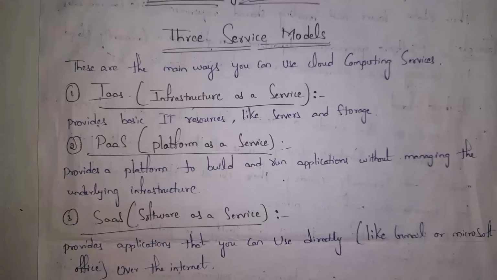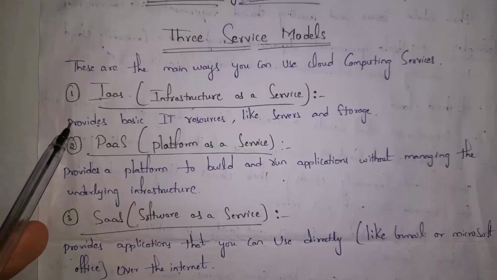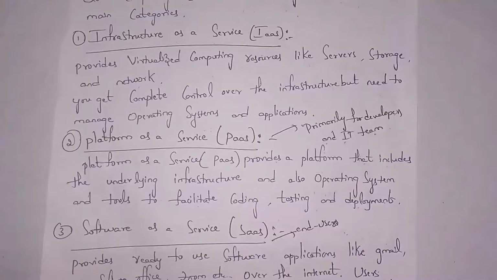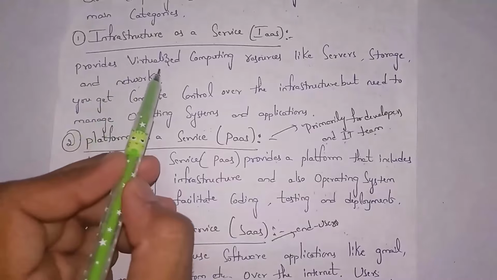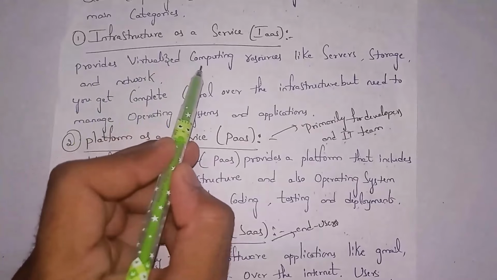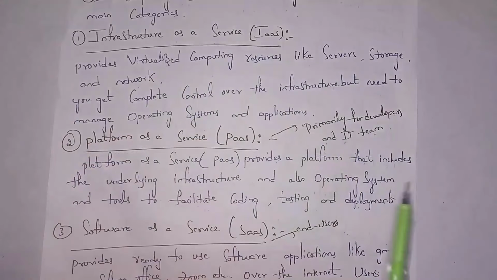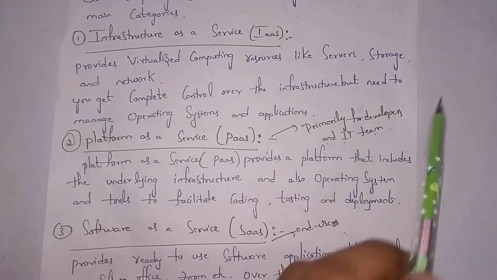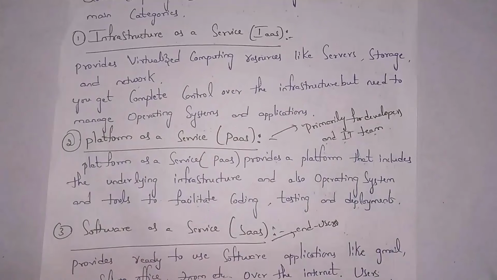Next, I will explain three service models of cloud computing. Guys, cloud computing will provide three services. They are infrastructure as a service, platform as a service, and software as a service. I will explain each of them in detail. At first, I will explain what is IaaS. Infrastructure as a service provides virtualized computing resources like servers, storage, and network. You can get complete control over the infrastructure, but need to manage operating system and applications.